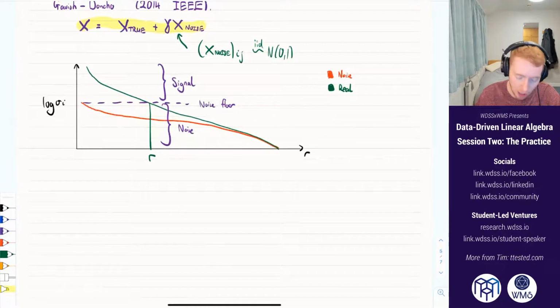In this paper, Gavish and Donoho go on to prove multiple cases. We're going to look at the simplest and the most complicated.